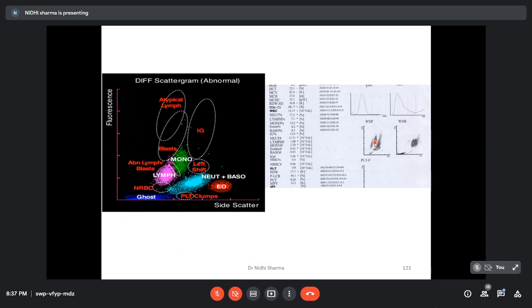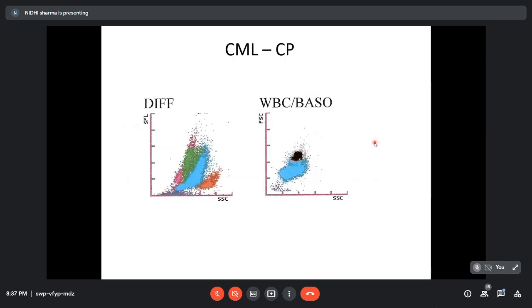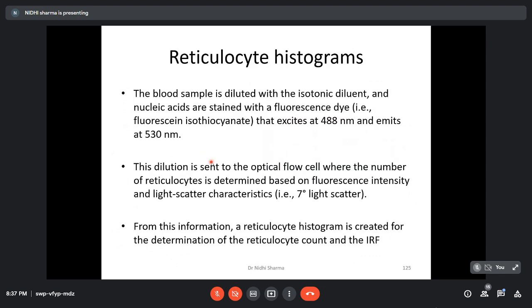You could be dealing with a sepsis, or a picture like this. Whereas if you look at this case, you have eosinophilia and you have basophilia, and all your counts are much higher, and this is something of a CML chronic phase.